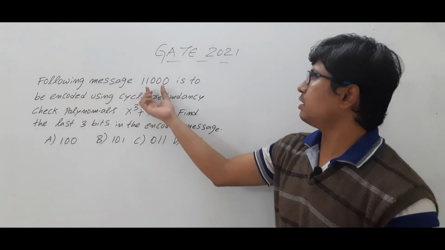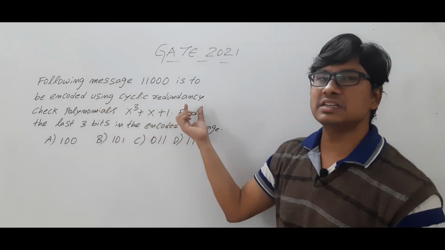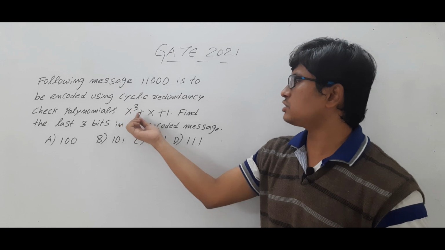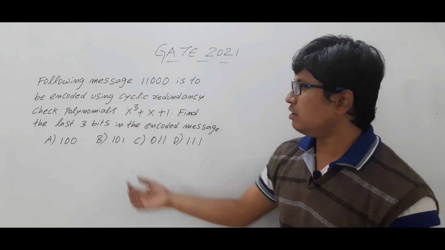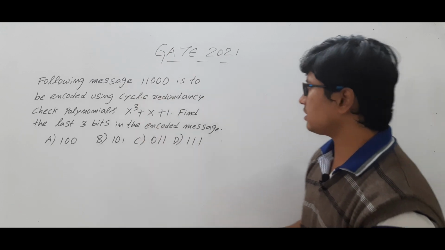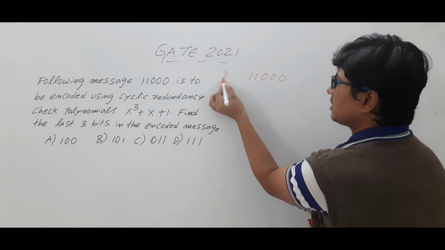The following message 11000 is to be encoded using cyclic redundancy check. They have given a polynomial as x cube plus x plus 1. Find the last 3 bits in the encoded message. If you are sending the data, which is 11000, this is your data.